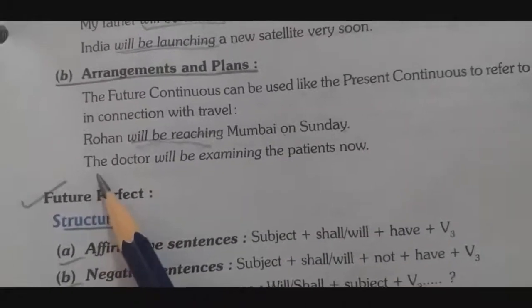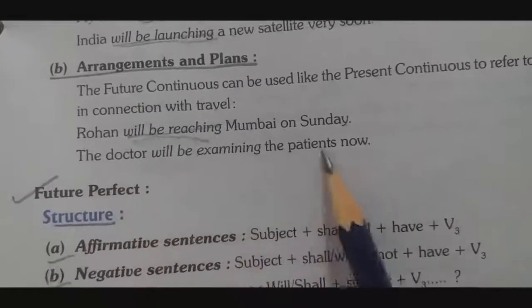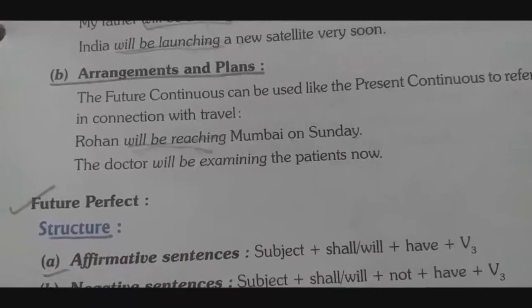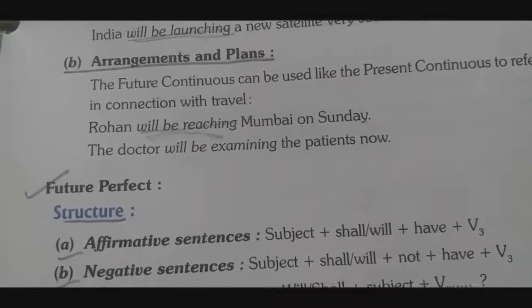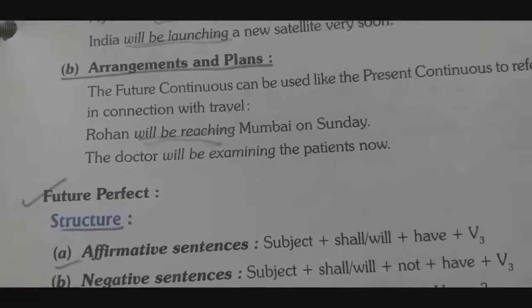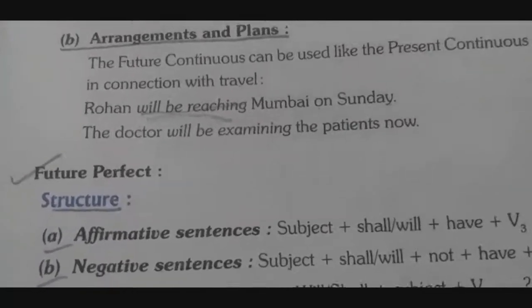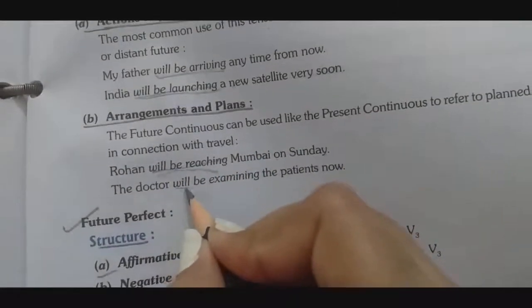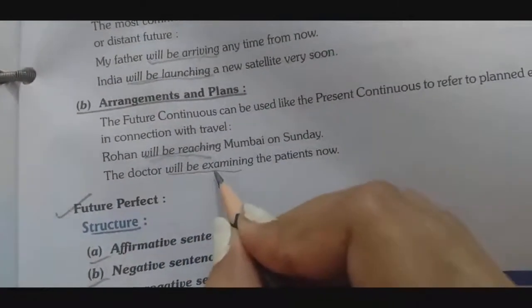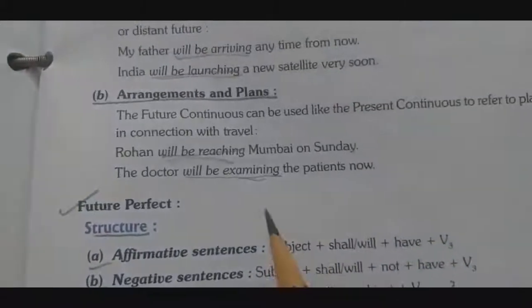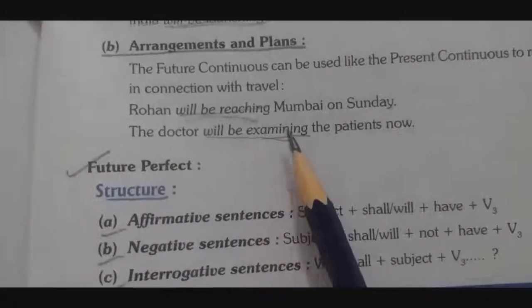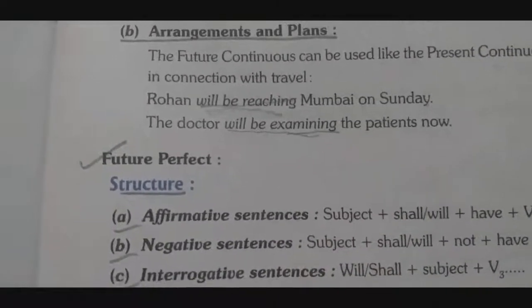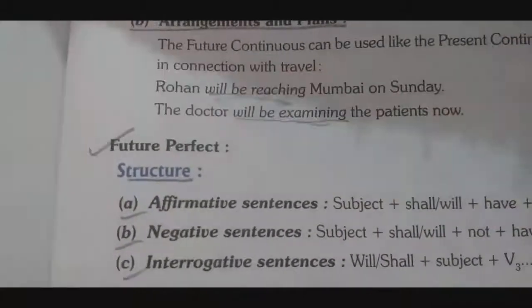Example number 2: the doctor will be examining the patient now. The doctors अभी patients को देखेंगे. That means in the continuous form. Okay, the doctor will be examining the patients now. So will be examining is future continuous tense. Clear? In the same way, now let us see the future perfect.